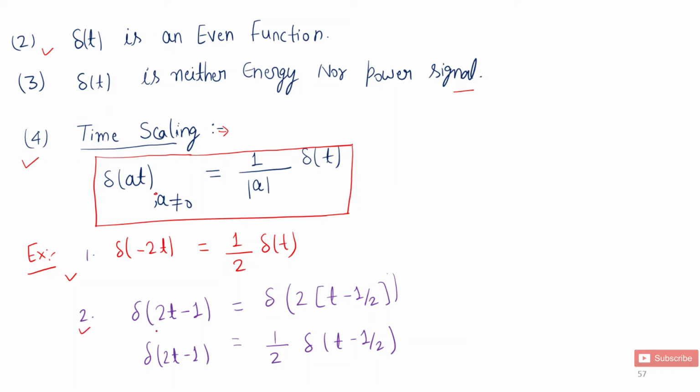Second example, delta of 2t minus 1. So first you have to take 2 common out: 2 times (t minus 1 by 2). Now you can compare it with delta at. This is the complete t and this is at. So 1 by 2 delta of t minus 1 by 2. This is the answer.